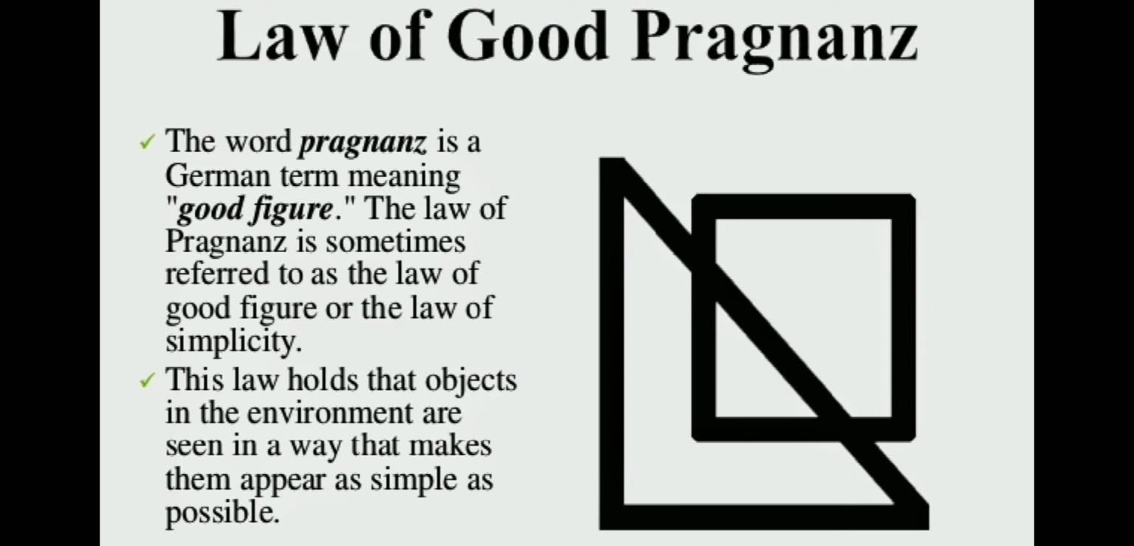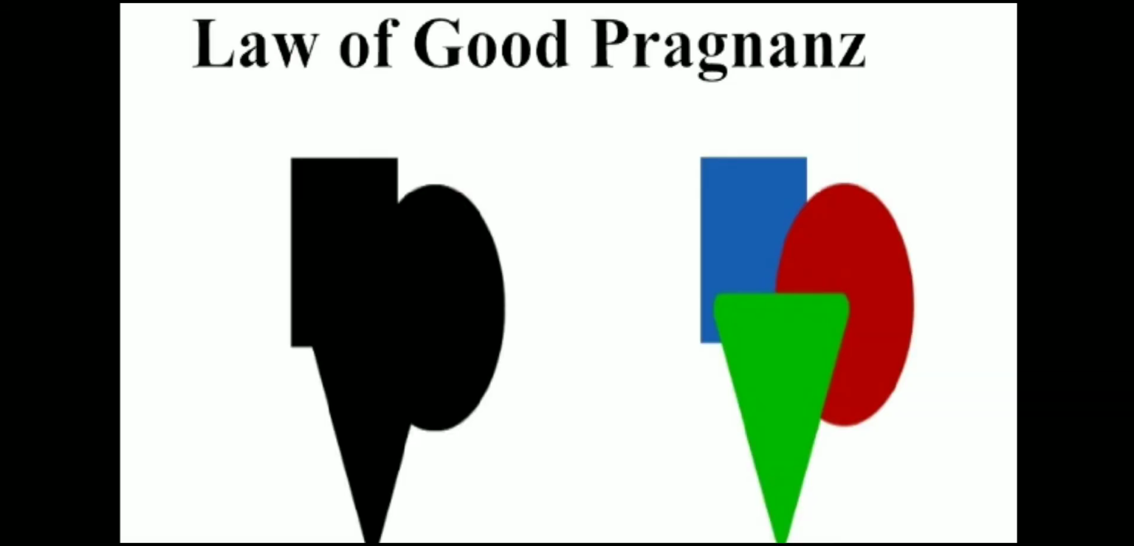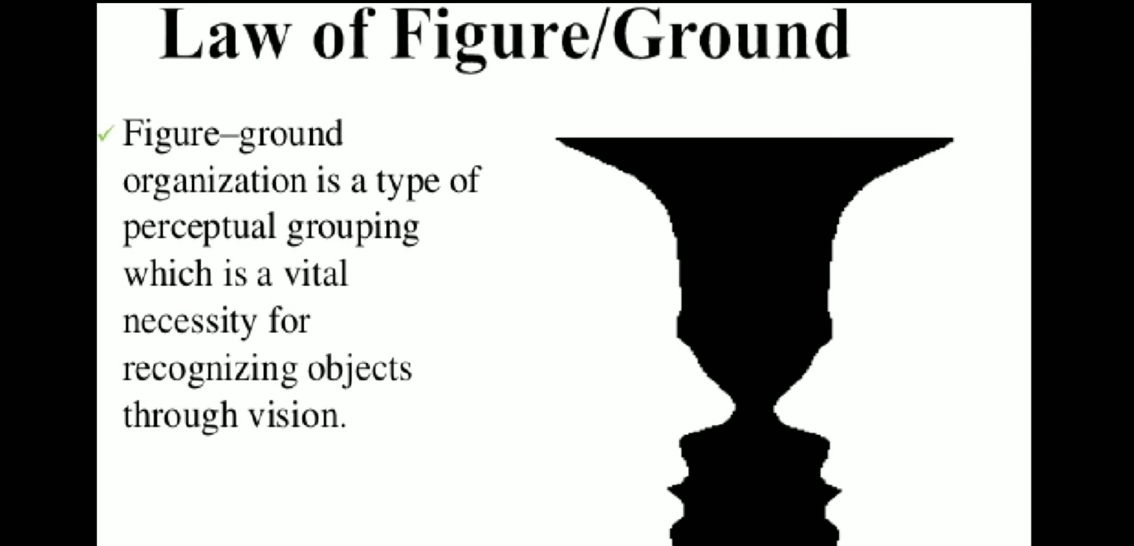The fifth principle is the law of good pregnanz. The word pregnanz is a German term meaning good figure. The law of pregnanz is sometimes referred to as the law of good figure or the law of simplicity. This law holds that objects in the environment are seen in a way that makes them appear as simple as possible. The last principle is the law of figure or ground. Figure-ground organization is a type of perceptual grouping which is a vital necessity of recognizing objects through vision.